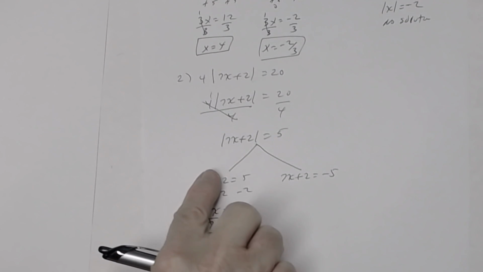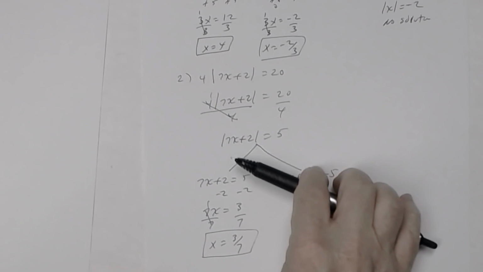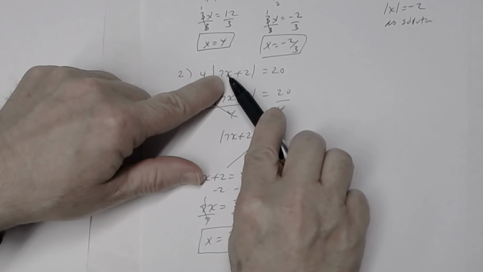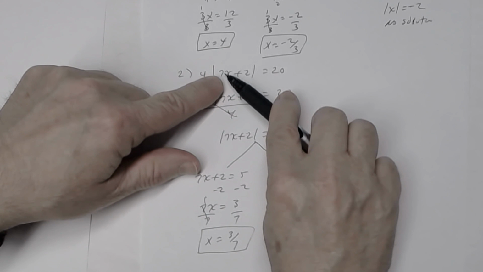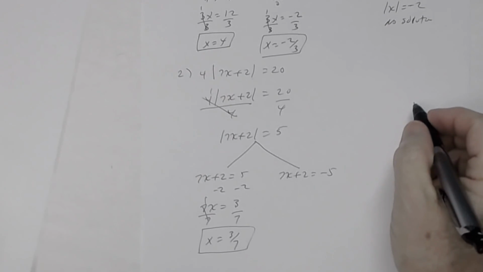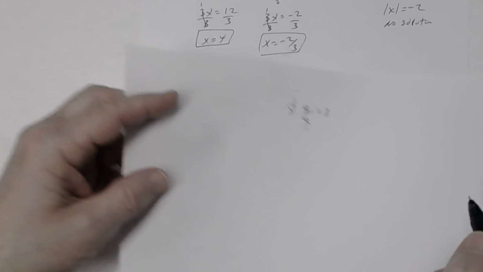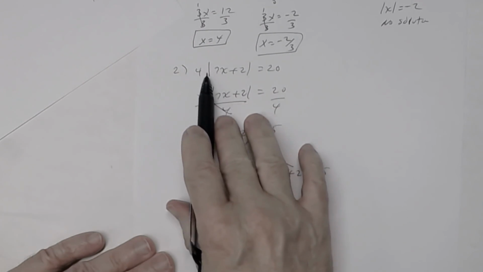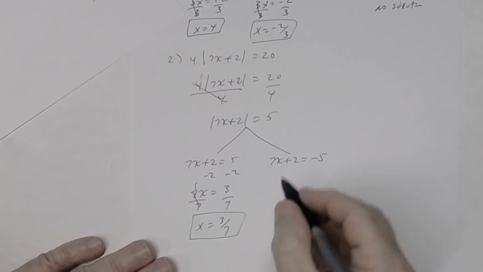You could check by inspection. Always go back to the original because you could have made a mistake somewhere in here. Whenever you check, always check the original. 7 times 3/7 is 3. The 7's divide out, so you get 3. Okay? So 3 plus 2 is 5. The absolute value of 5 is 5. 5 times 4 is 20. All right, so what you have here is correct.